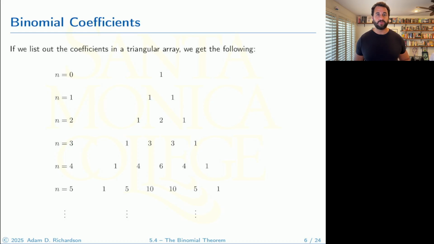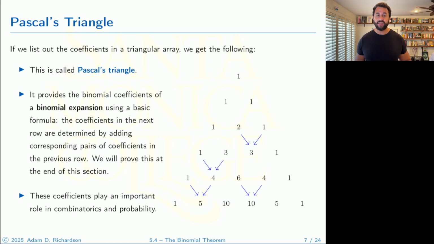And just writing them out in this array is going to reveal a very, very cute pattern, okay? This thing here is what's called Pascal's triangle, all right? That triangle provides the binomial coefficients of a binomial expansion. And it uses a very basic formula that I've illustrated here in this figure. If you want to get the coefficient in the next row, you add the corresponding coefficients in the previous row. So how do we get this row here, for example?